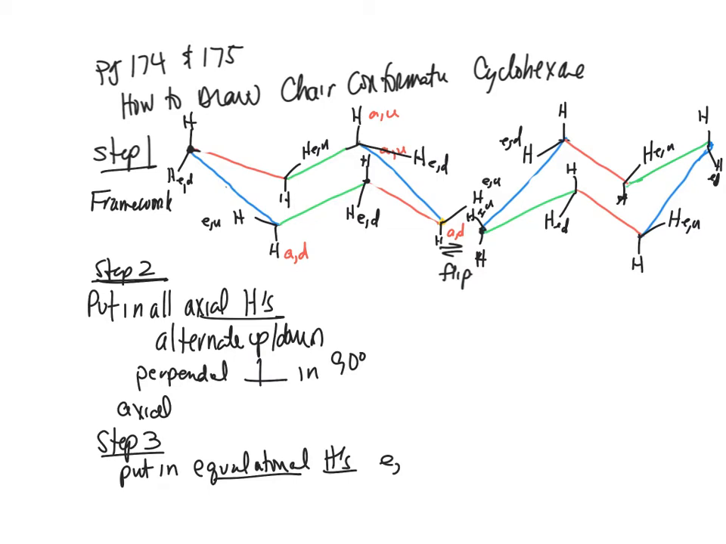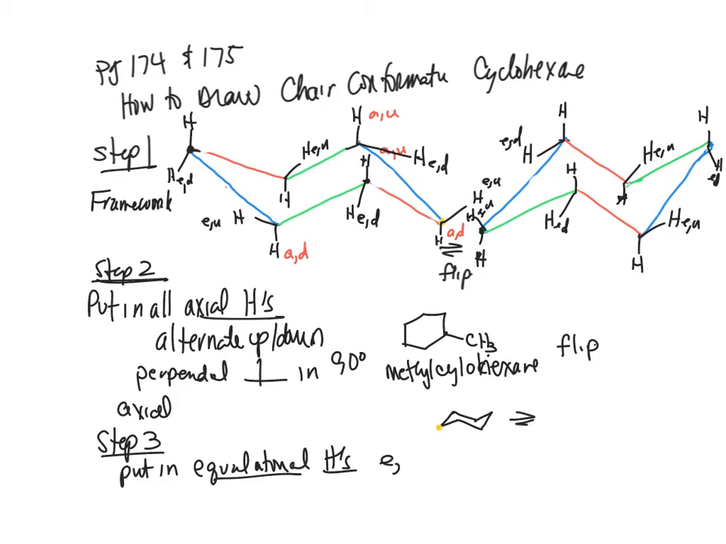Okay, now the next thing is your monosubstituted. So what if you have this compound? What if I asked you to draw the chair conformation of this compound, methylcyclohexane, and do the flip? Okay, so you would have to draw this. So you draw your framework, and then the flip.